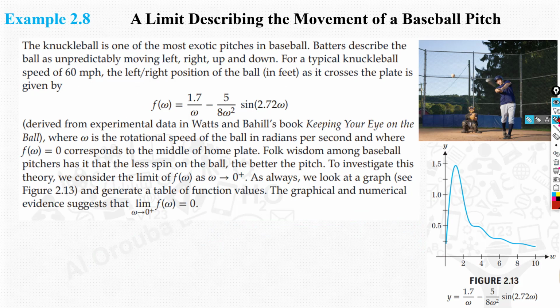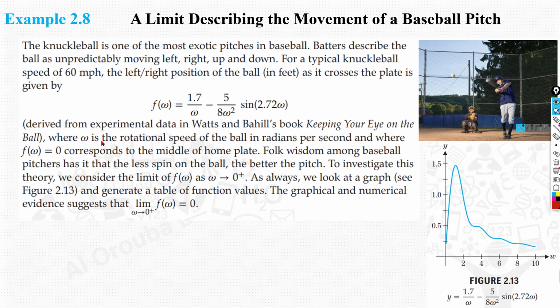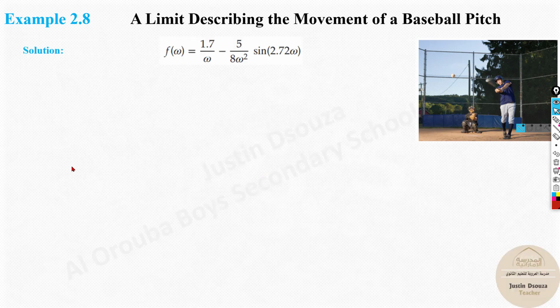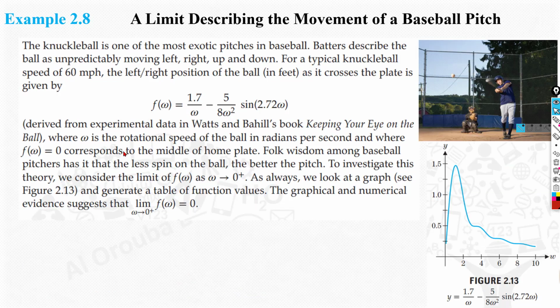And you can see the graph over here. So let's see the graph. What is omega given as? Rotational speed. As the rotational speed varies, this corresponds to the middle of the home plate, for the typical left and right. The batter described is moving for a typical rotational speed. This is the rotational speed, and this is the left or right position of the ball in feet.